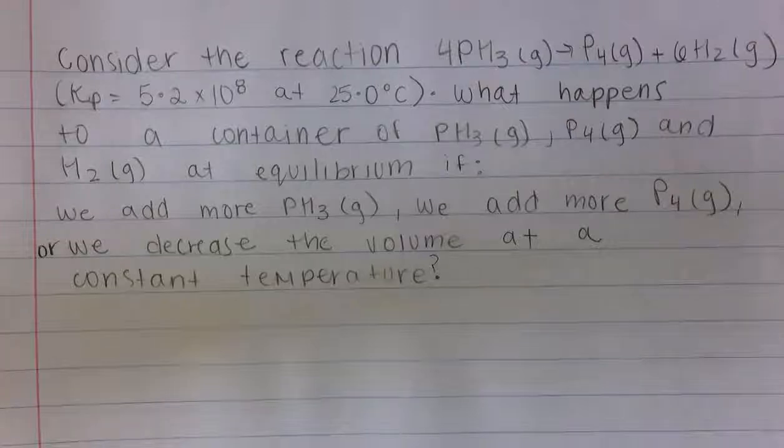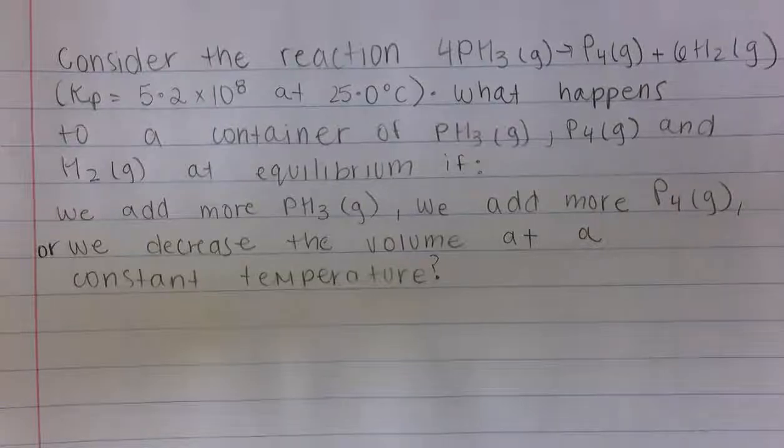We are going to consider the reaction where phosphane is converted to phosphorus and hydrogen. We're given the K value at 25 degrees Celsius and asked what happens to a container of phosphane, phosphorus, and hydrogen at equilibrium if we add more phosphane, we add more phosphorus, or we decrease the volume at a constant temperature. So this problem is also getting at Le Chatelier's principle again.